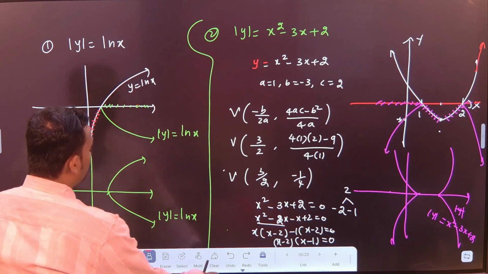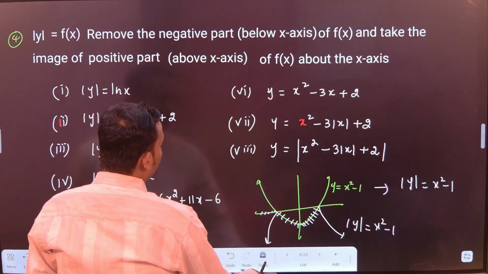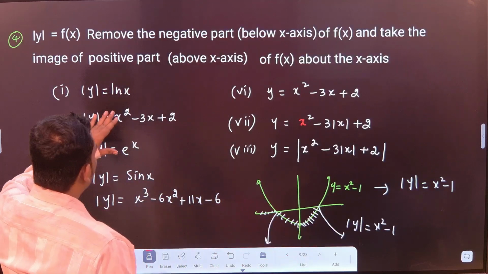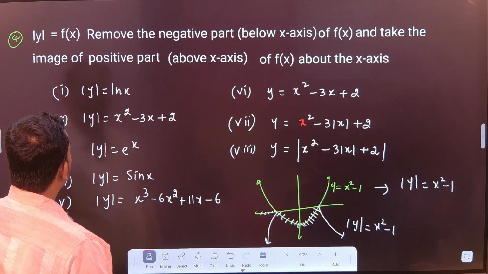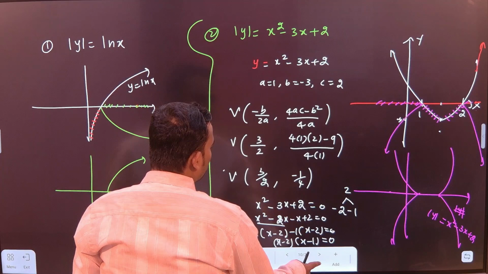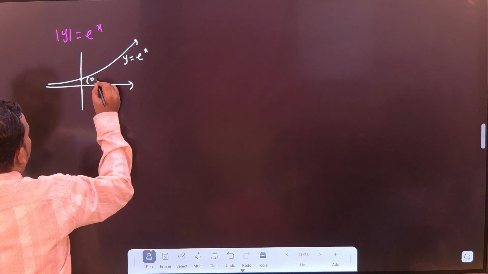You can see the next question. Mod y is equal to x square minus 3x plus 2 we have done already. So now mod y is equal to e power x. This is an exponential graph. So the y intercept is 0, 1.